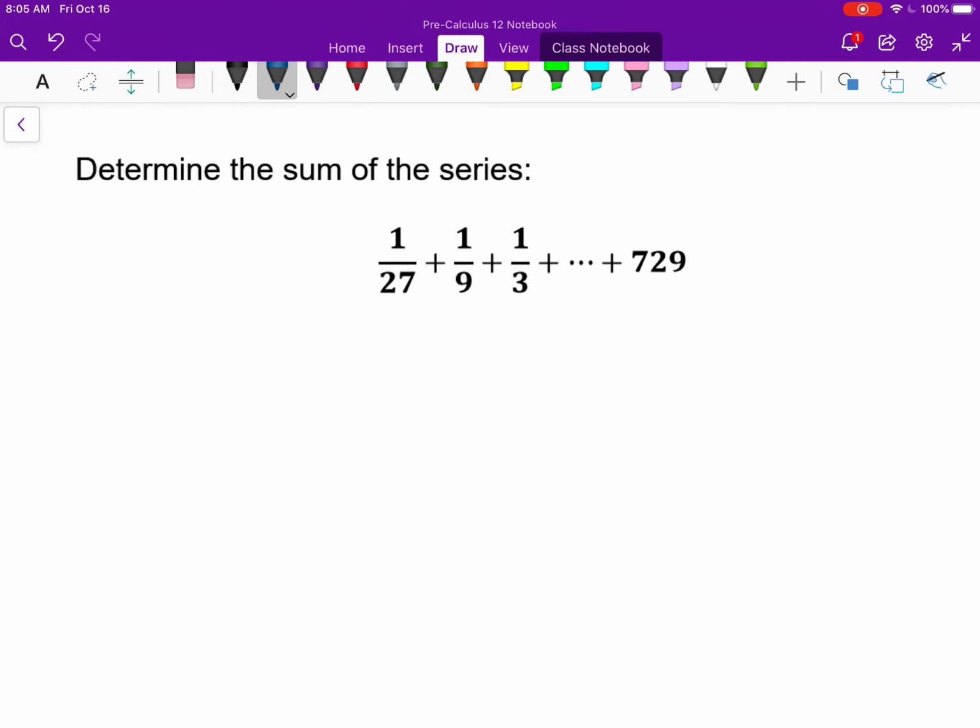This time I have term 1 being 1/27th, term 2 being 1/9, term 3 being 1/3. I skip a few, I don't know how many. 729 is the nth term. So first I can clearly see that, especially because 729 is so much bigger than my first few terms, I know that my common ratio is bigger than 1. I know that each time my terms are getting larger. So how much? Let's figure out my common ratio.